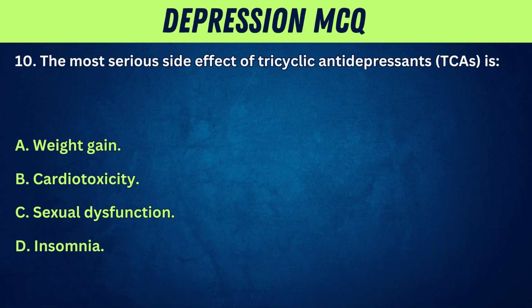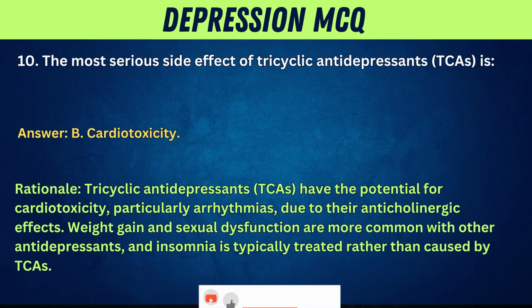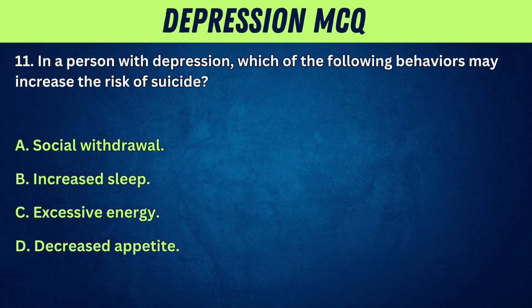10. The most serious side effect of tricyclic antidepressants, TCAs, is A. Weight gain. B. Cardiotoxicity. C. Sexual dysfunction. D. Insomnia. Answer: B. Cardiotoxicity. Rationale: tricyclic antidepressants, TCAs, have the potential for cardiotoxicity, particularly arrhythmias, due to their anticholinergic effects. Weight gain and sexual dysfunction are more common with other antidepressants, and insomnia is typically treated rather than caused by TCAs.